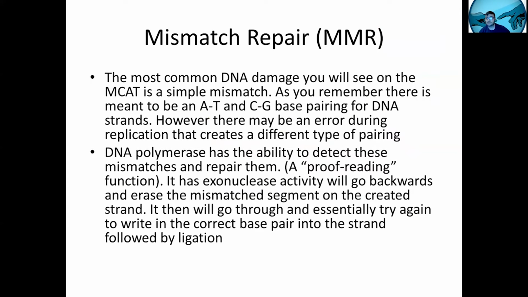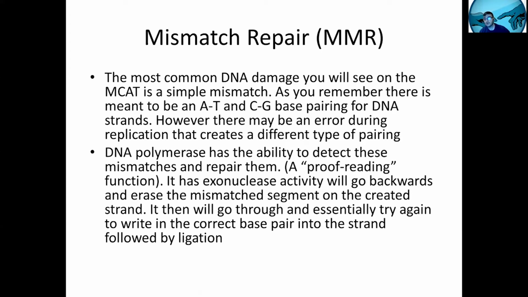So the mismatch repair pathway, this is the most common DNA damage you'll see on the MCAT. And it's very simple. As you remember, there's meant to be an A and T pairing and a C and G base pairing for DNA strands. However, there may be an error during replication that creates a different type of pairing. For example, AC or AG or TC or something like that. Or, for example, you know that in DNA, you're never supposed to have U, uracil. You're only supposed to have A, T, C, and G. So that could be something, or there may be an insertion or a deletion somewhere. Okay, and this just makes sure that this error gets stopped immediately and doesn't go any further.